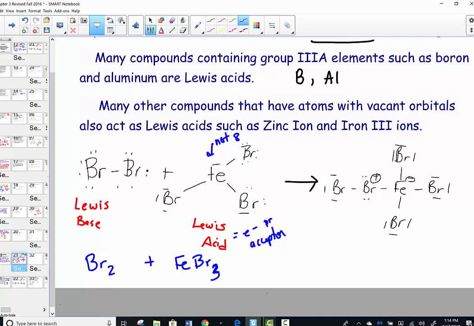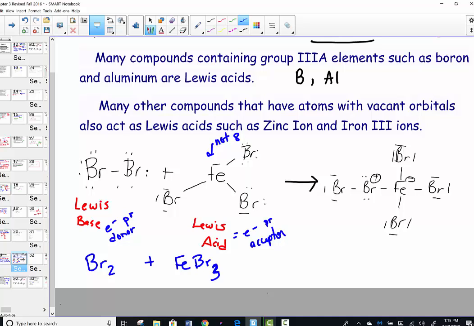Electron pair, I should write acceptor. The Br has all kinds of electron pairs around it. Anything that can donate an electron pair is referred to as a Lewis base.